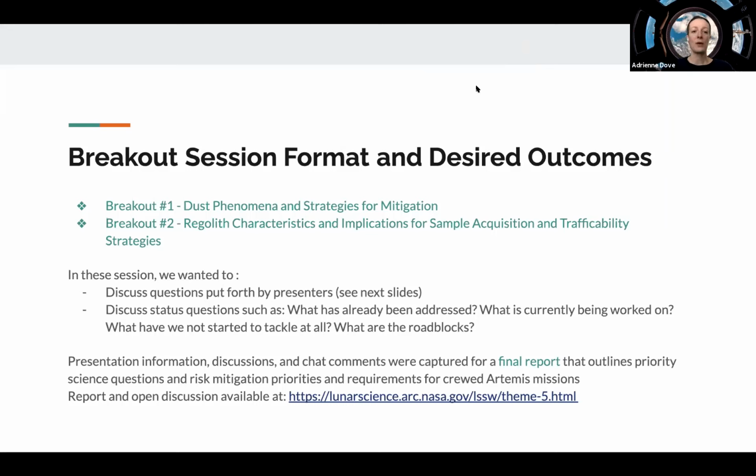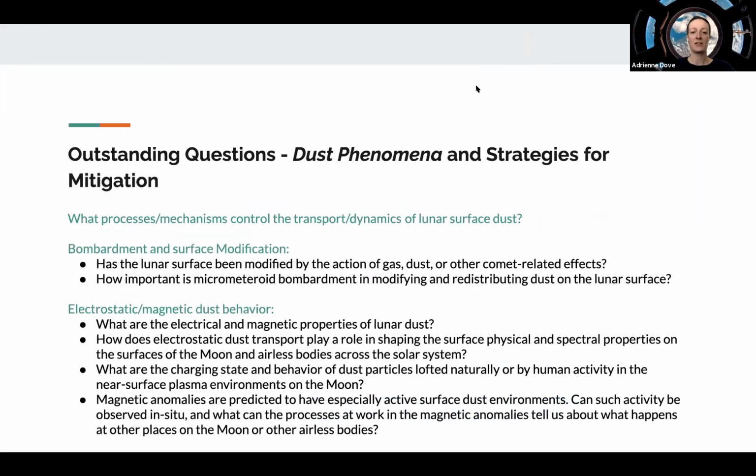So we wanted to then discuss a little bit about some of these outstanding questions we found, and so we broke it down based on sort of the breakout sessions. So one of the first things we looked at was, what are the dust phenomena, and then strategies for mitigation. So the questions brought up by some of our speakers and in some of the discussion were, what are the processes and mechanisms that control the transport and dynamics of lunar surface dust?